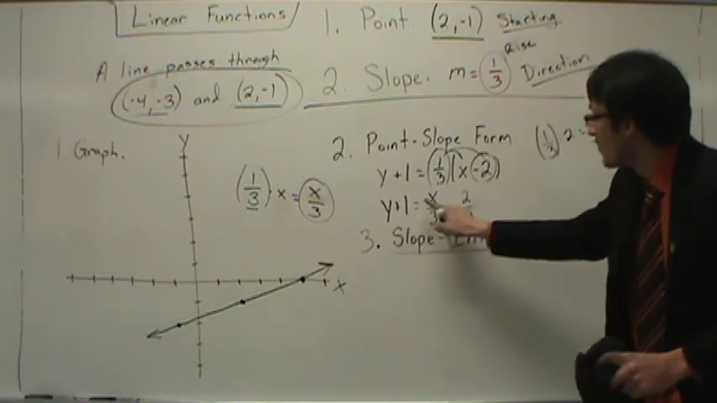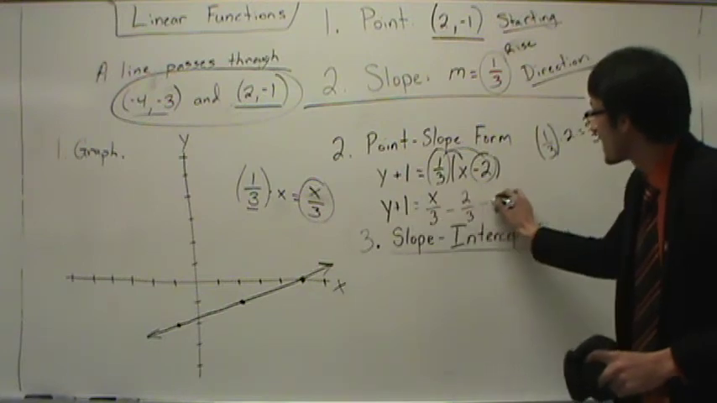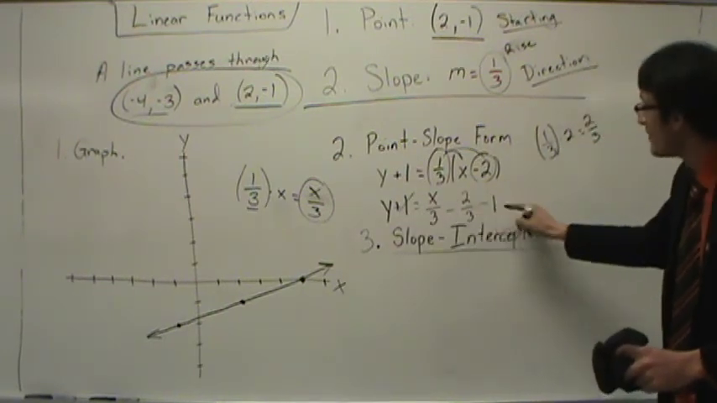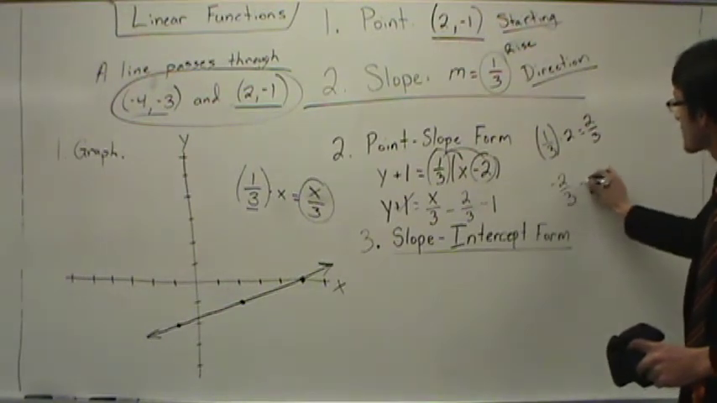Now, we have to move the 1 to the other side. 1 will become what? Negative 1. Cross it out. We have to combine negative 2/3 and negative 1. So we have negative 2/3, subtract 1.